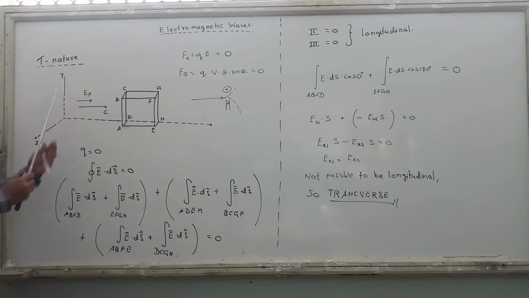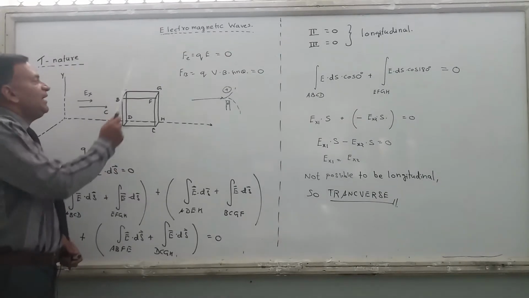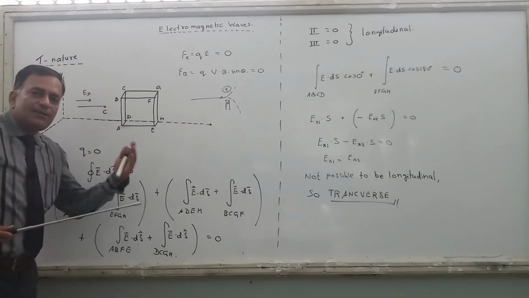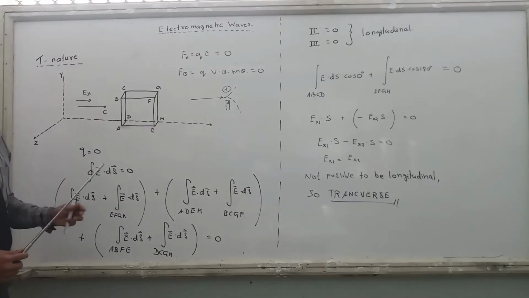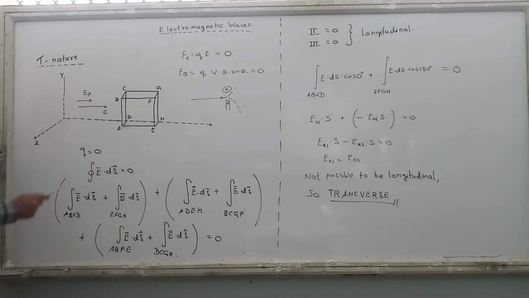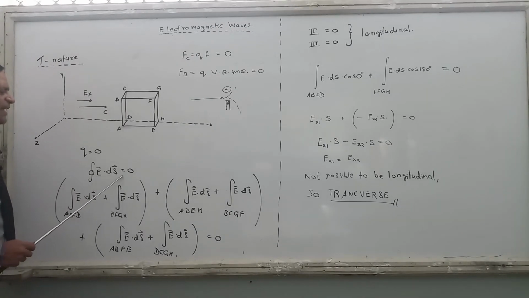Right? Because what is an electromagnetic wave? It is something which changes with space and time. With time the electric field will change, and with space, when you cover some distance, then also the electric field is going to change. So suppose this cuboid ABCD EFGH is a Gaussian surface. So I am writing Gauss theorem for this. What is Gauss theorem? Integration of E dot ds equals Q upon epsilon 0.